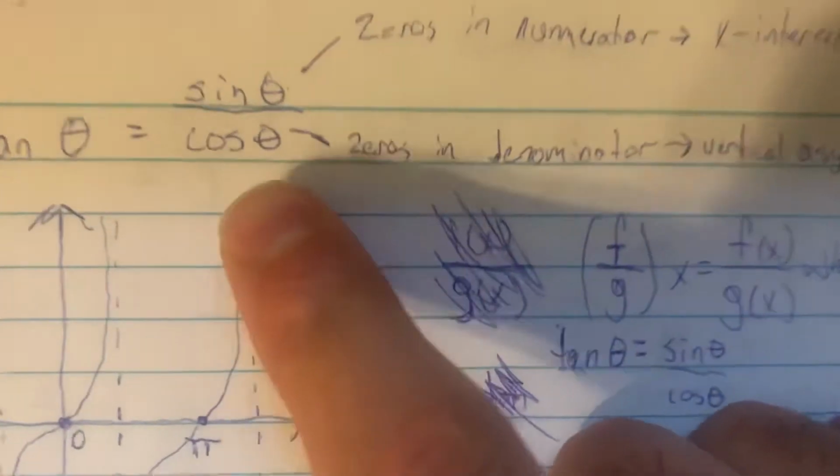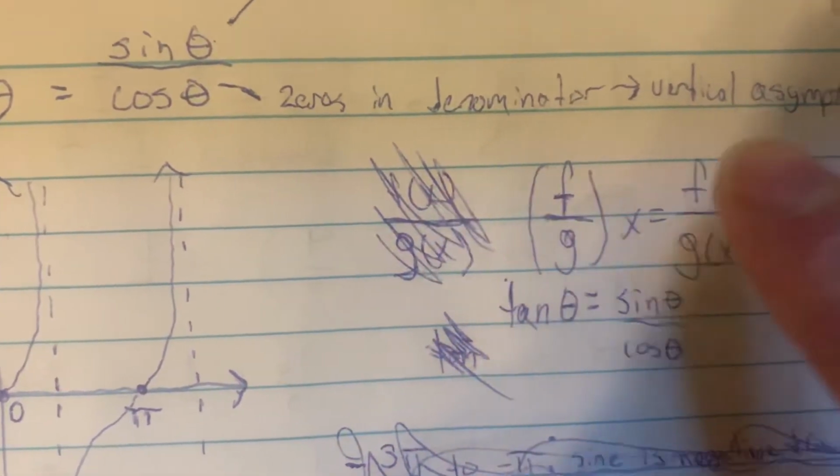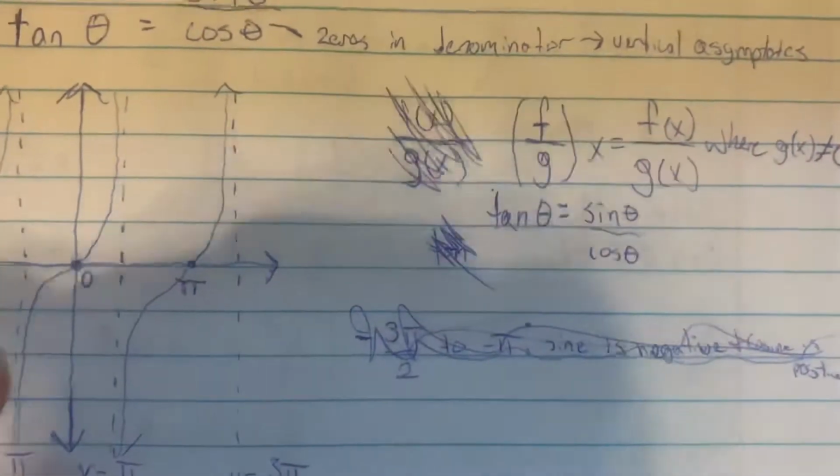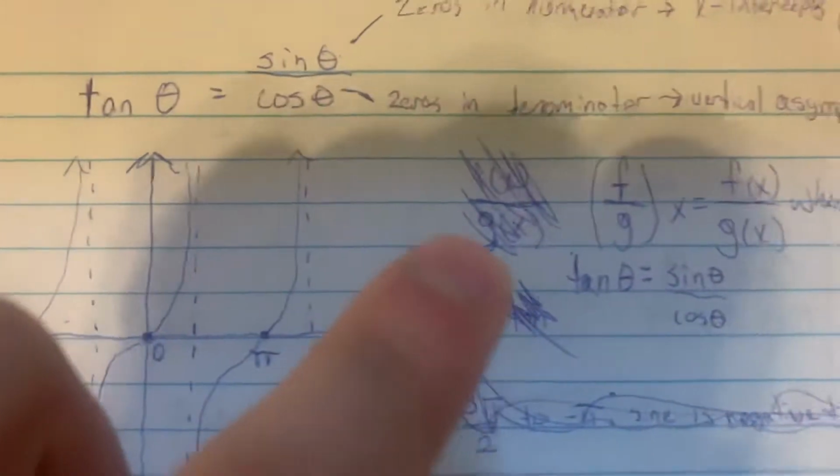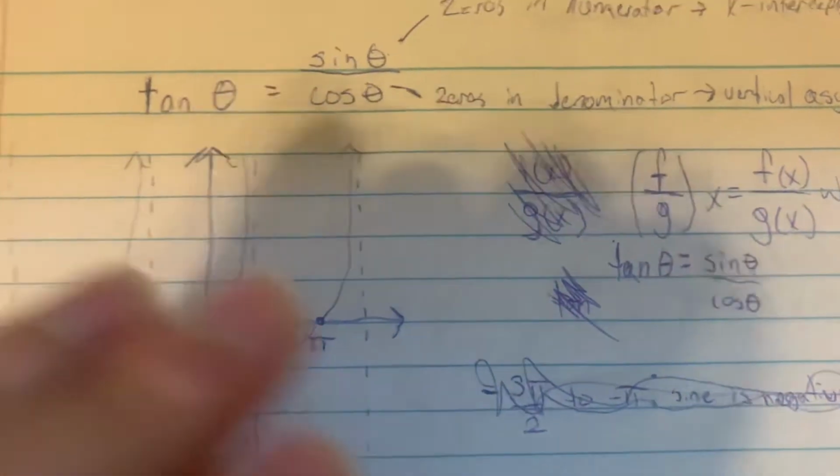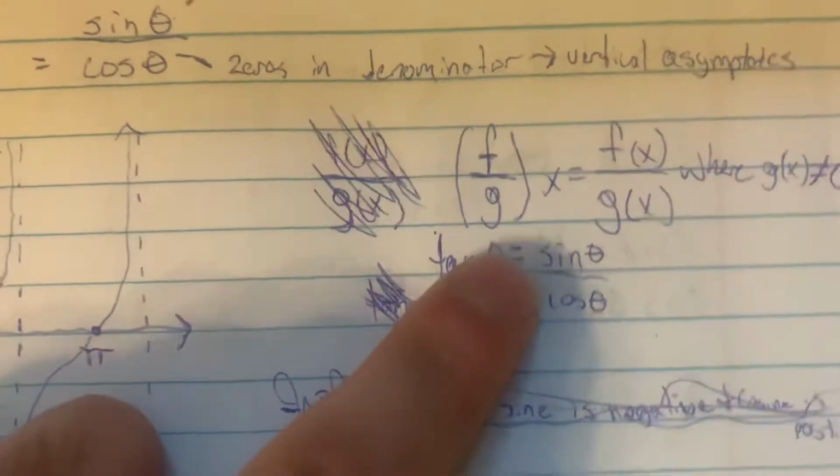So what happens when you have zeros in the denominator? That's your vertical asymptote. We have zeros in the denominator giving us an undefined slope, meaning that our function cannot have a denominator of 0, okay?